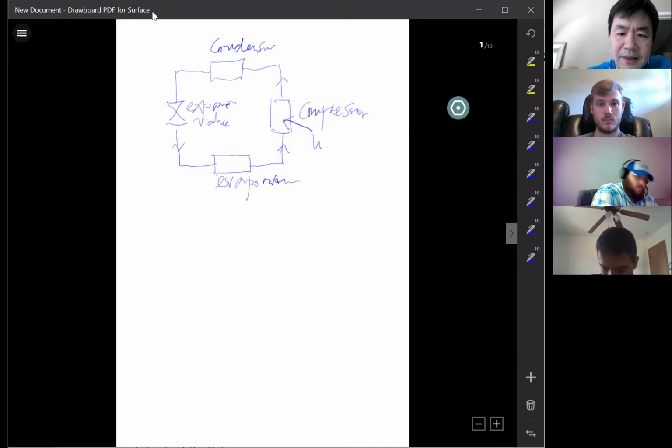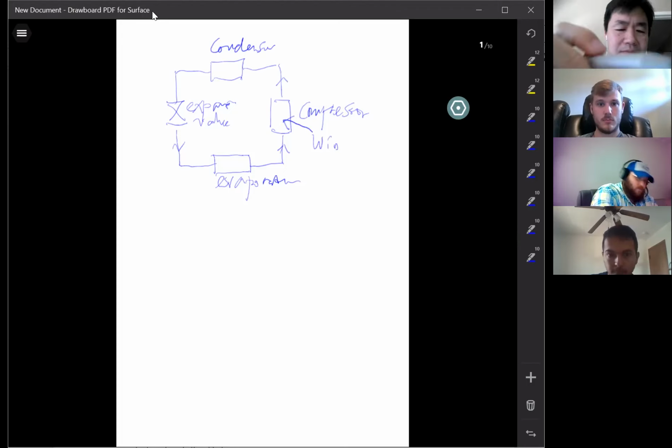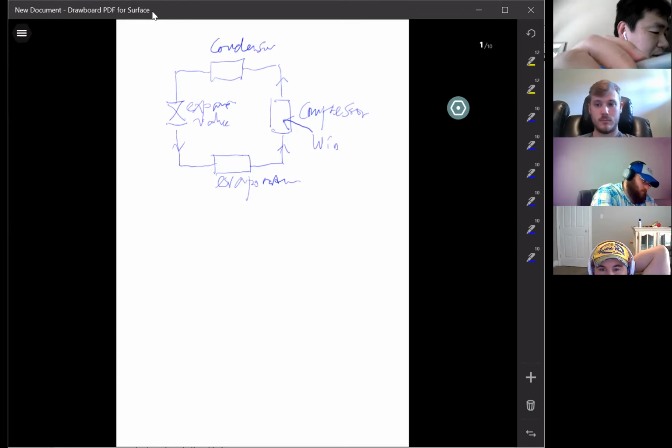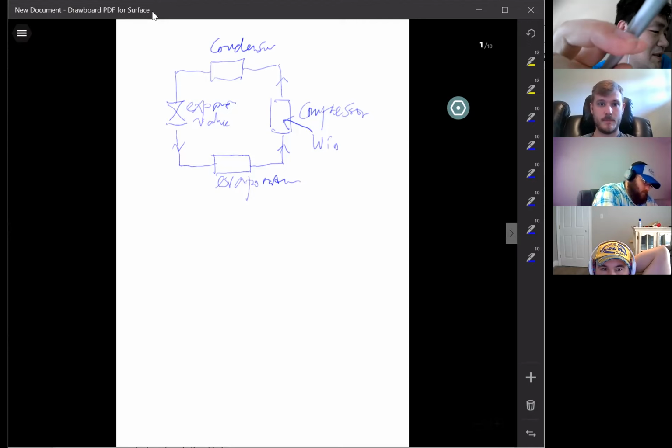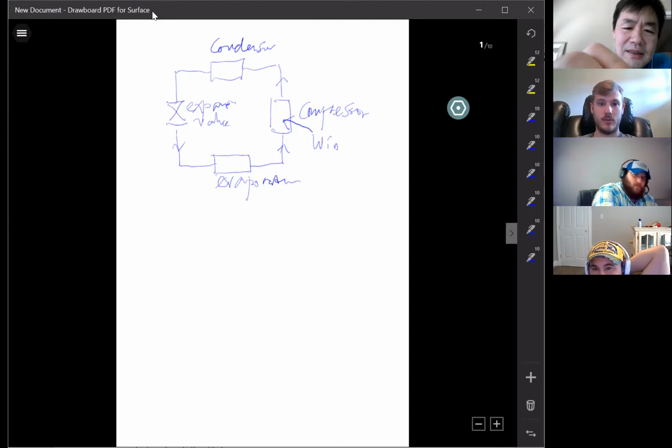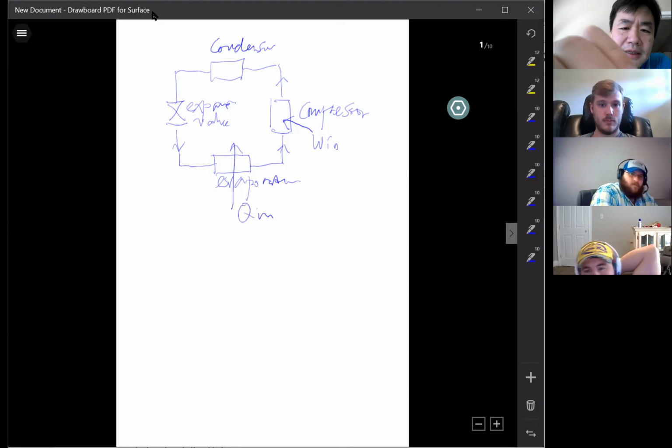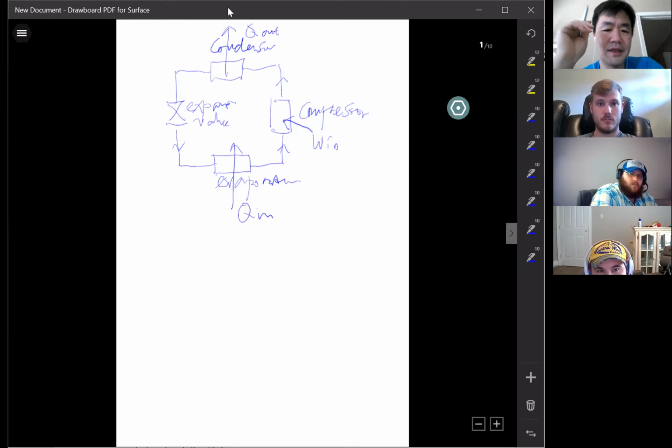W in, right? Okay. Which parts are the heat transfers? Condenser and the evaporator. Okay. Which one is the heat transfer in? Which one is heat transfer out? Out is the condenser, and then in is the evaporator. Yeah, exactly, right? Q in. And they remove the heat, right? From the refrigerant. Q in and Q out.